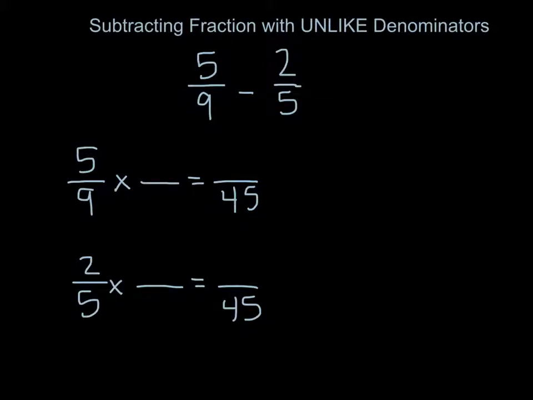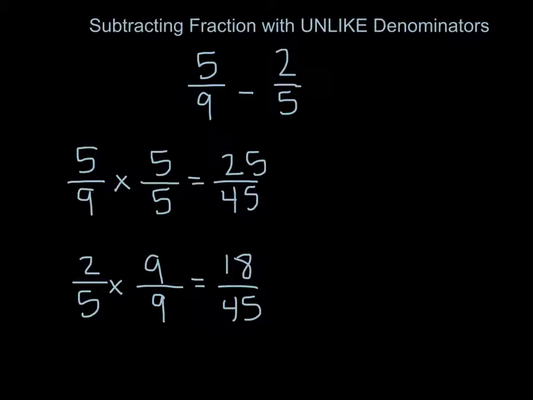So when I go from 9, I do 9 times 5 equals 45. Remember the rule, whatever we do on the bottom, we want to do on the top. So 5 times 5, going straight across here. 5 times 5 is 25. Down here, we have 5 times something equals 45. That's times 9. Whatever we do on the bottom, we have to do on the top, because remember, we're really just multiplying by 1. 2 times 9 equals 18.